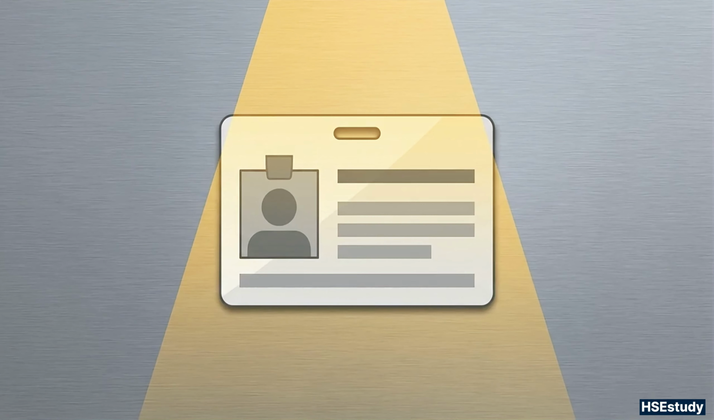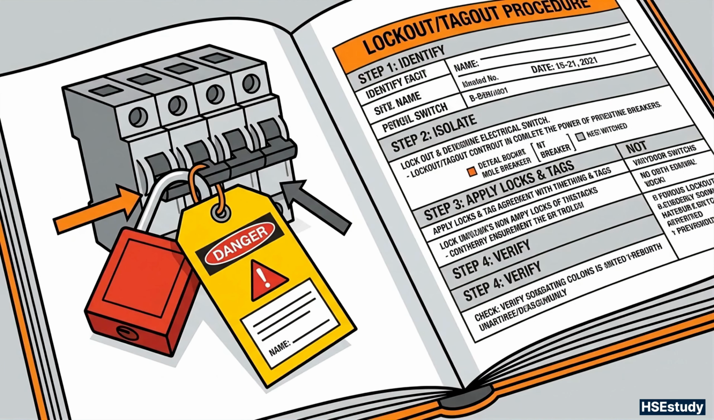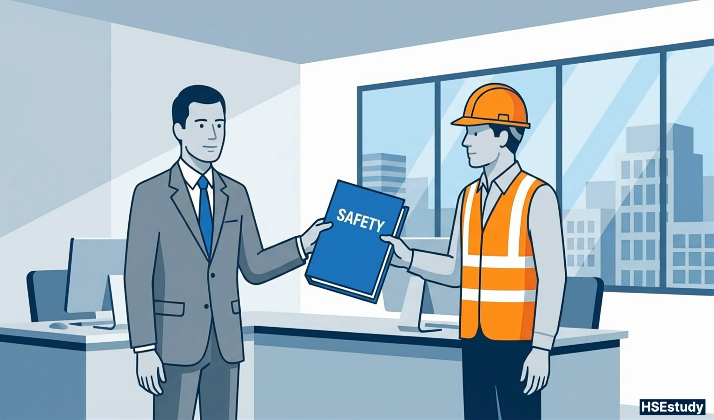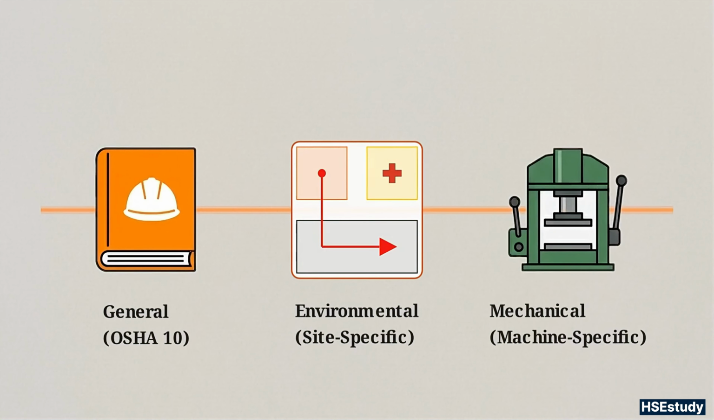The OSHA 10 card verifies that you have completed a foundational safety orientation. It represents a baseline of awareness, rather than master-level specialization in high-risk technical roles. While the course explains the concept of lockout-tagout, the card alone does not legally clear a worker to independently execute those complex procedures on energized machinery. The legal burden of training remains with the company. Employers are still required to provide site-specific and machine-specific training on top of the OSHA 10 baseline.